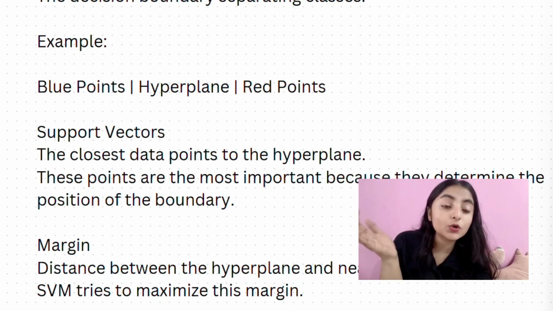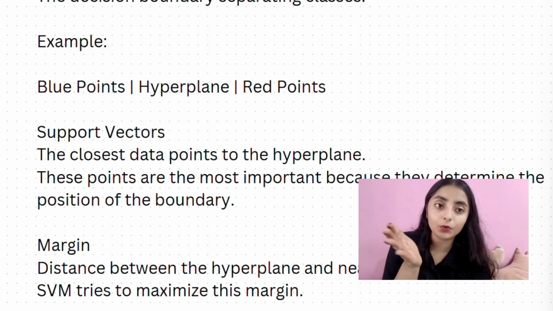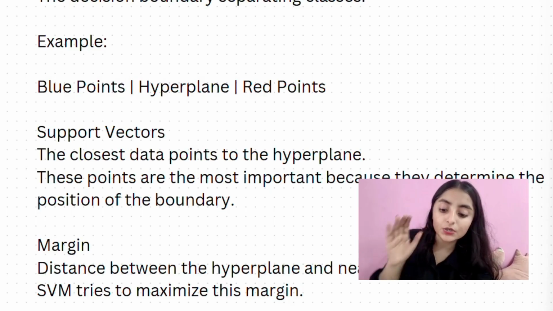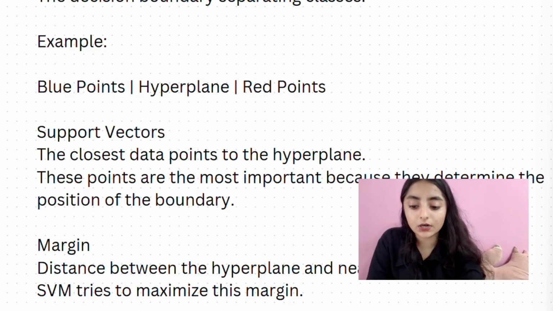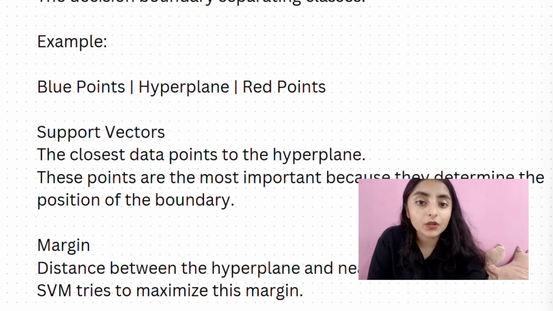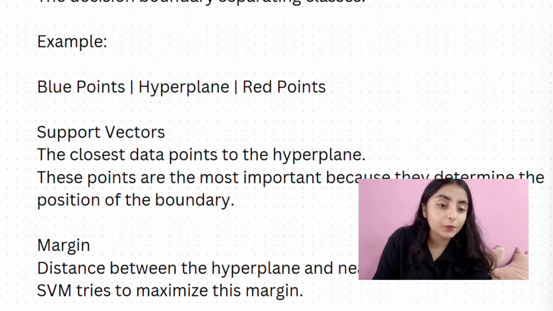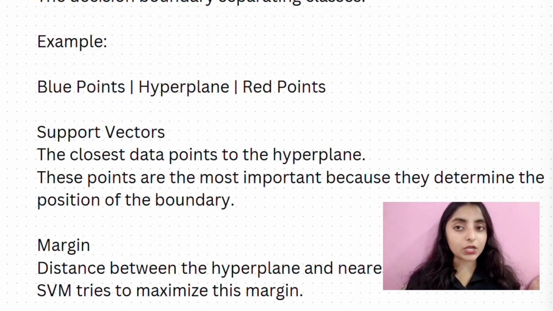These points are very important because they only determine the boundary position, right? They can only decide this boundary or that boundary. So these data points are very important in the support vector machine. If your interviewer asks, you can simply say support vectors are the data points which are nearest to the decision boundary. They help define the optimal hyperplane. So it is usually 0.5.